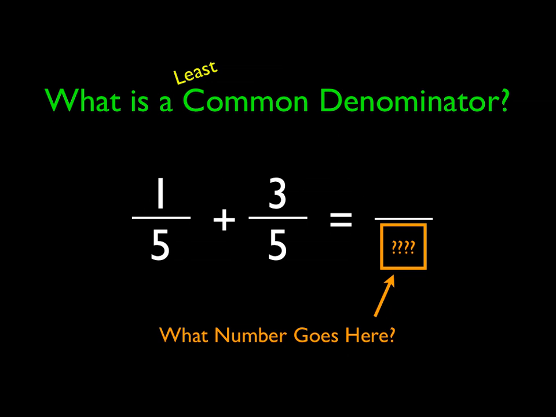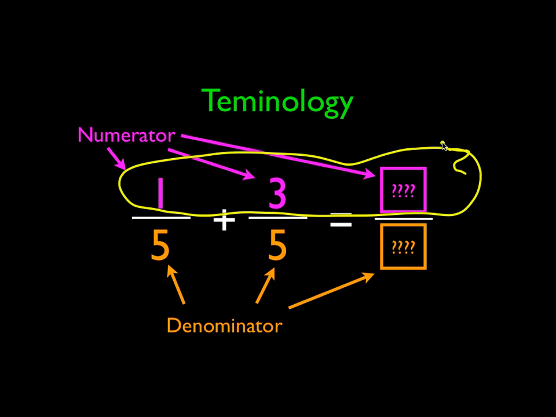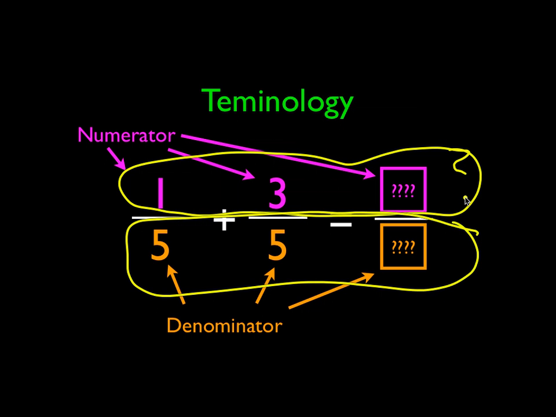So before we dig into that, let's review a bit of terminology. These numbers on the top are the numerators. Numerator means thing on the top. Denominator means thing on the bottom. And so we have the numerators and the denominators. That's terminology you just have to know. Why didn't we call them thing on top, thing on bottom? I don't know, probably Latin or something like that.